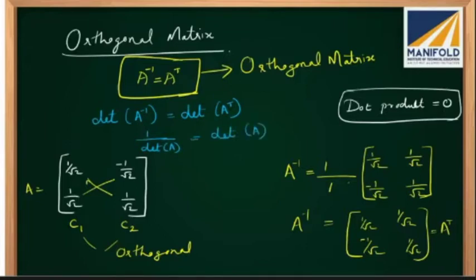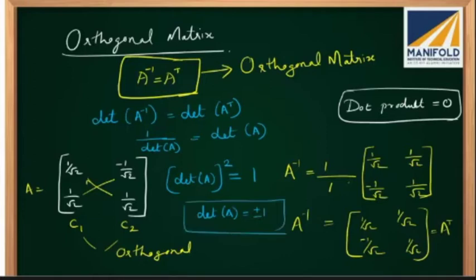So if I take determinant of A to the right side, it will become determinant of A whole square on the right, and 1 on the left, correct? What does it mean? It means determinant of A is going to be either +1 or -1. And remember, this is a property peculiar to orthogonal matrices. Once you have A inverse equal to A transpose, you can say the determinant of that matrix is going to be either +1 or -1. Is it clear?